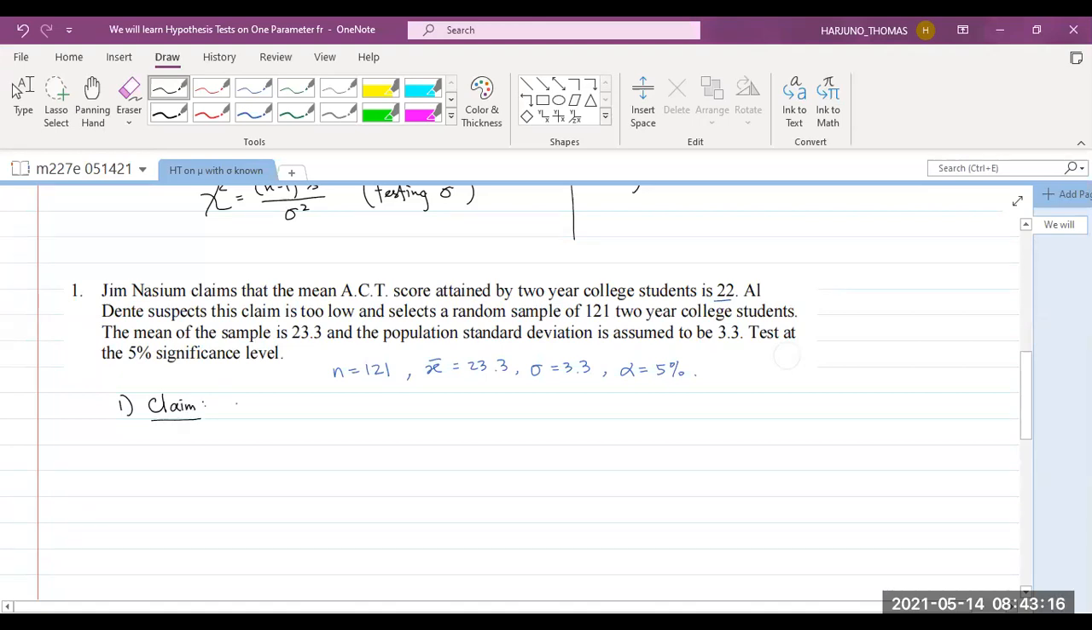The claim. The mean ACT score is greater than 22, because Al Dente says that 22 is too low, it's supposed to be higher. So that's the claim then. ACT score is greater than 22. I think I should say the mean SAT score.